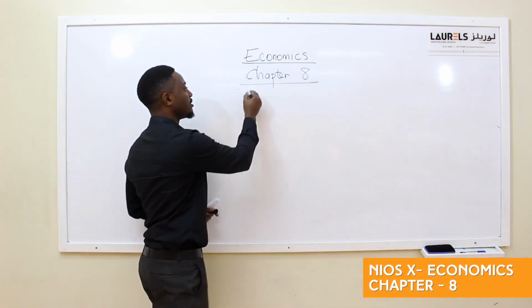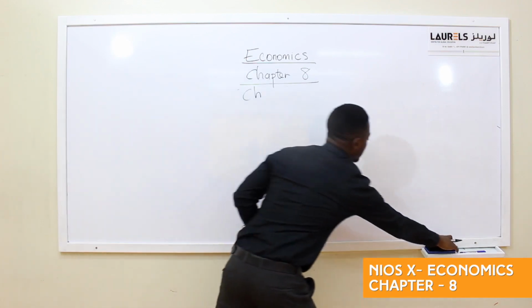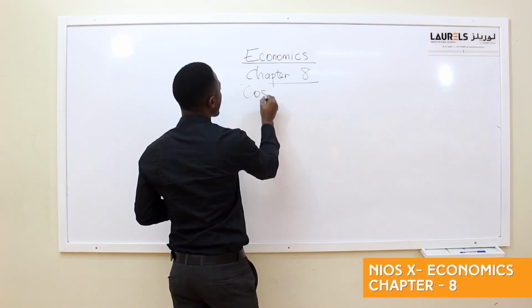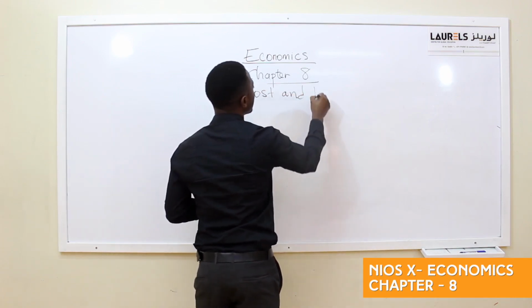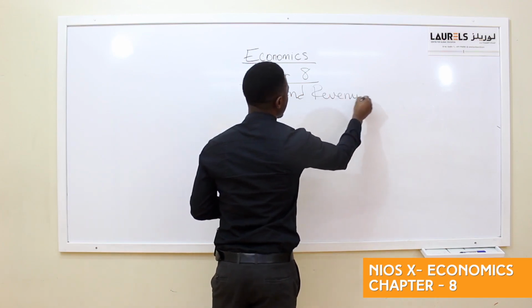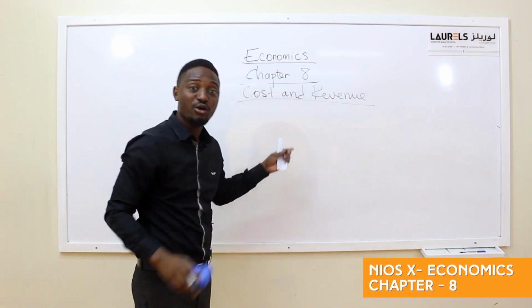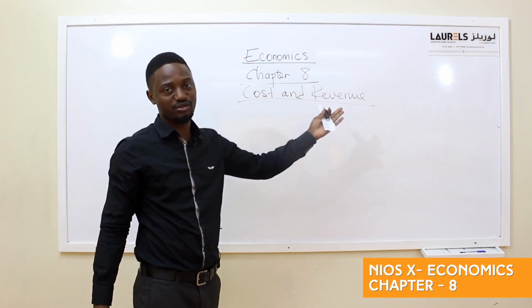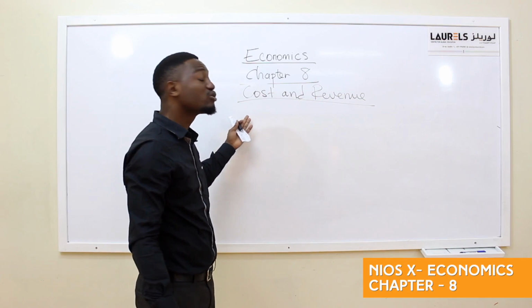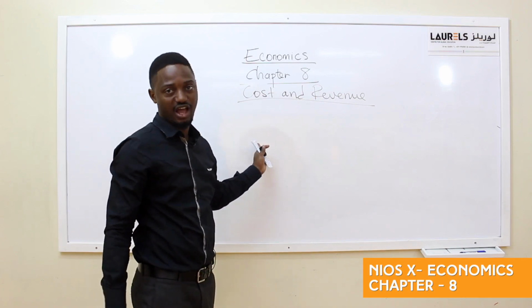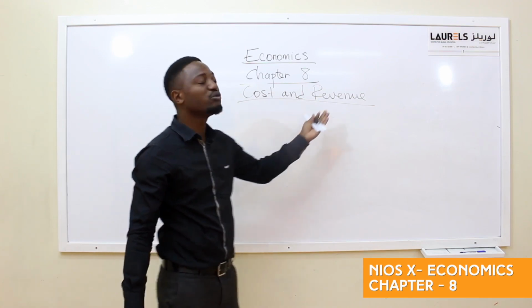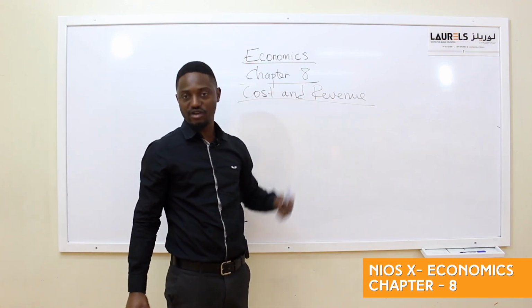Chapter 8 looks at costs and revenue. Now, we already know what is cost and the different types of costs. We know what is total cost, and we know what is average cost, and we know what is marginal cost. Now, we would move to the concept of revenue.